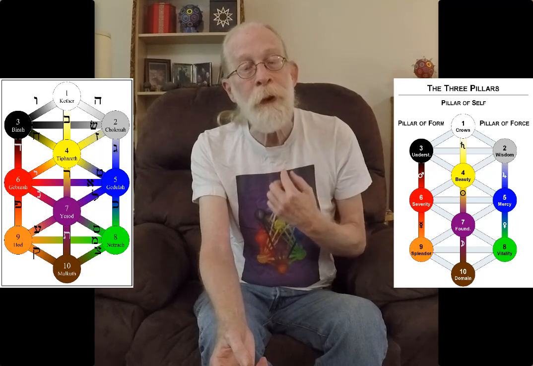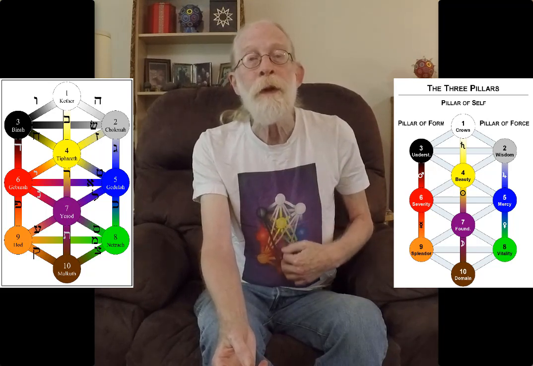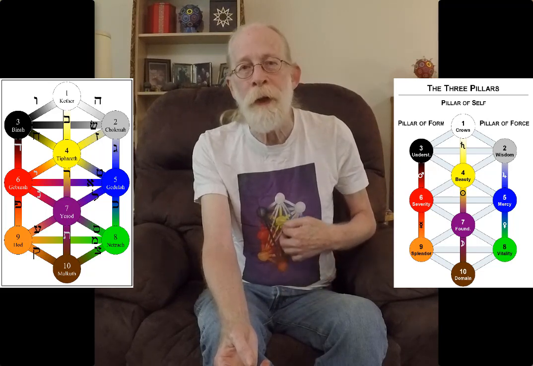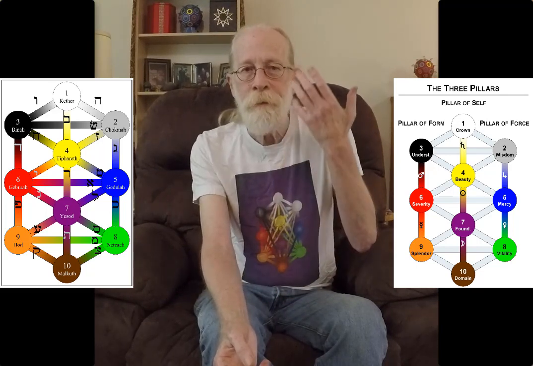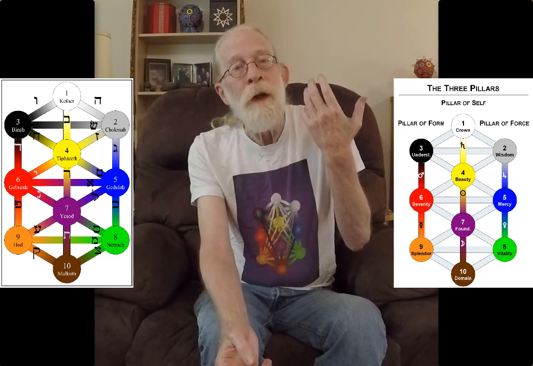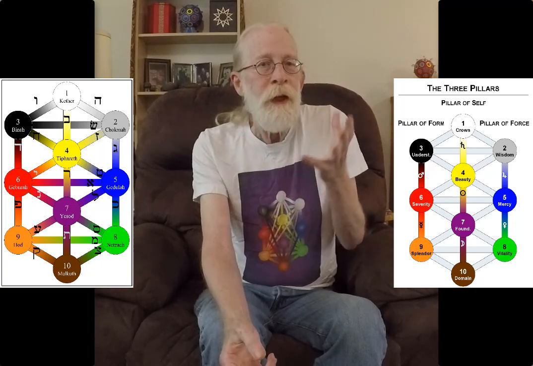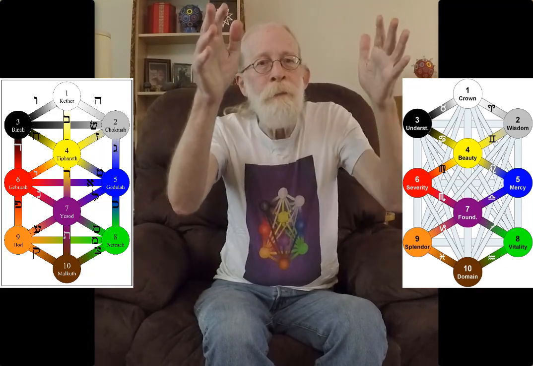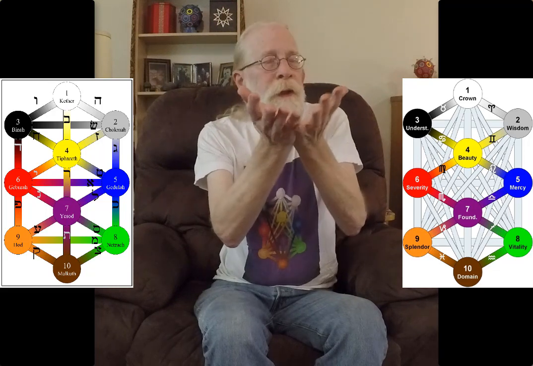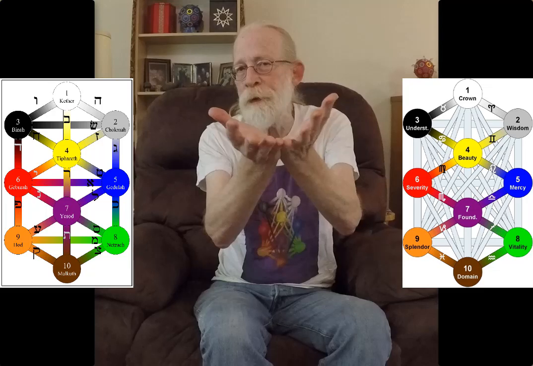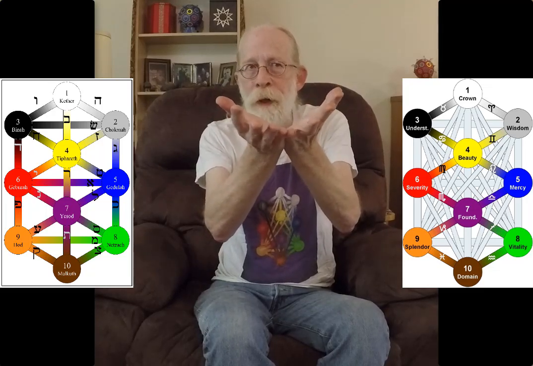Okay, and the middle pillar is the pillar of awareness itself, the pillar of self-awareness. Now, there's also another grouping that occurs. It's a grouping of quadrants. There's the first four at the top, Kether, Chokmah, Bina, and Tiferet. This establishes the basic set of relationships between the Sephirot.